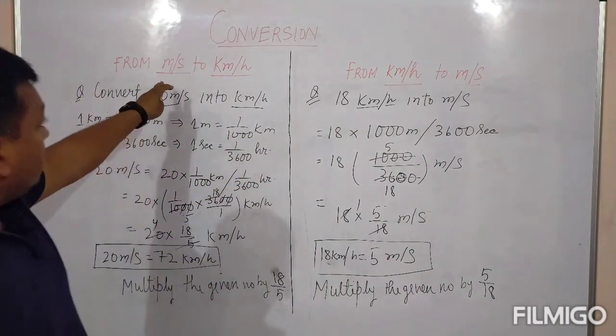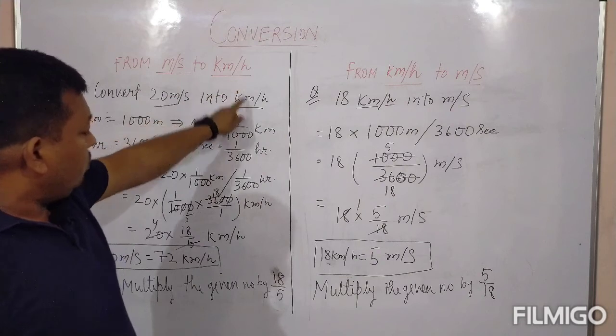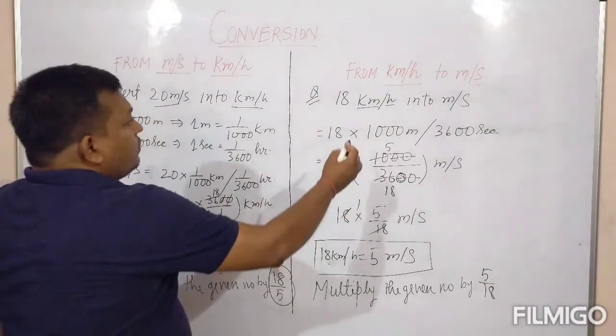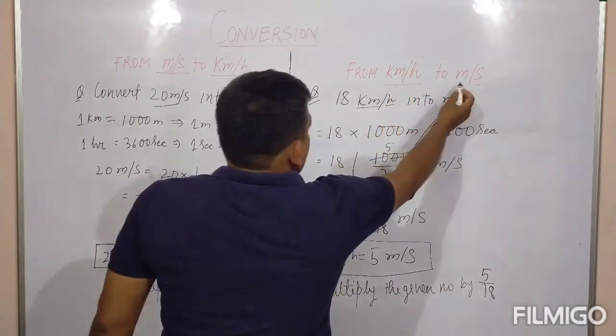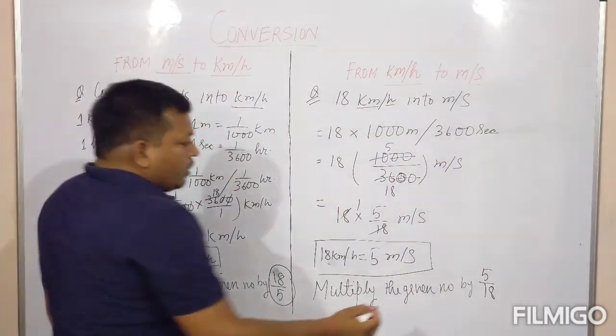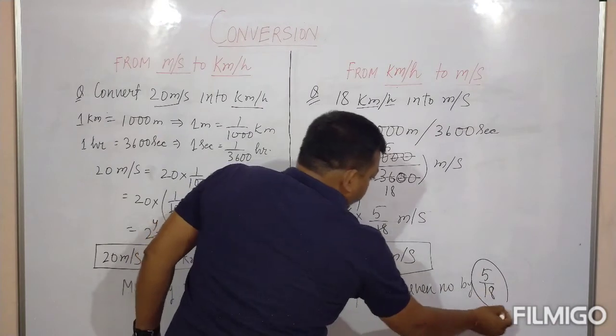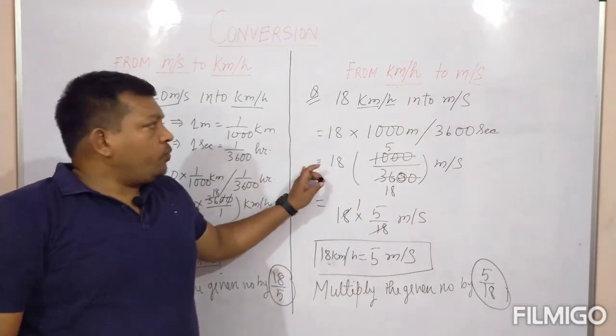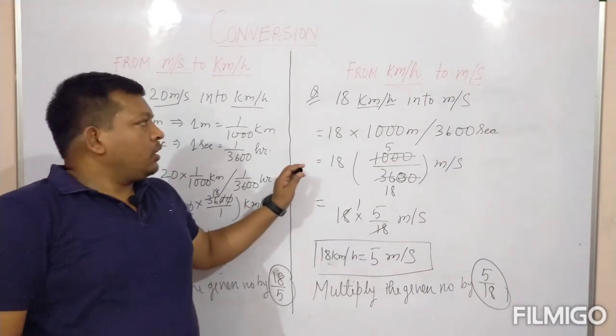For converting meter per second into kilometer per hour, we will multiply the given number by 18 by 5, and for conversion of kilometer per hour into meter per second, we will multiply the given number by 5 by 18. So this is the shortest way, and this is the explanation. Hope this topic is clear to you now.